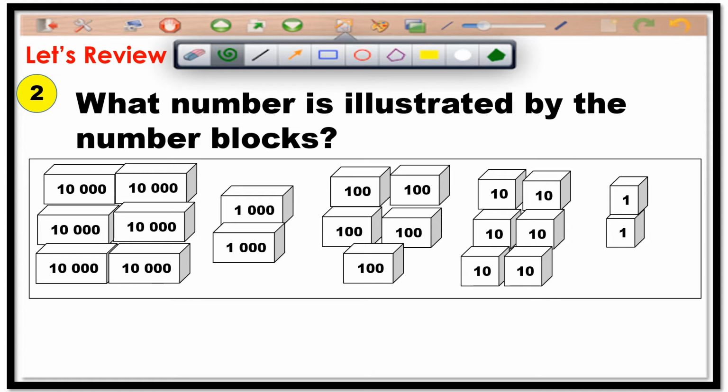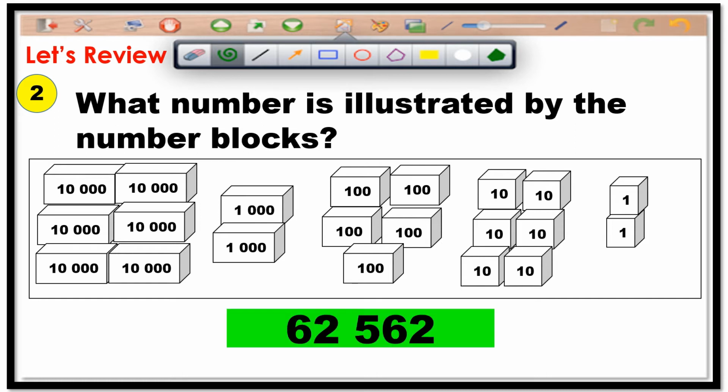Number 2. What number is illustrated by the number blocks? So, bilang ulit kung ilang 10,000s, ilang 1,000s, ilang 100s, ilang tens, tsaka ones. At ang sagot ay 62,562.